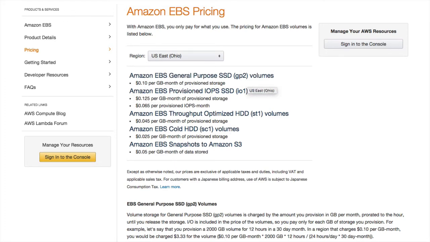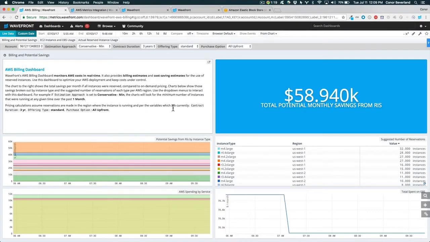While I'm here, this whole dashboard, by the way, uses some of those other custom metrics that we collect and helps you do things like reserved instance optimization. For instance, in this particular case, it's showing if we were to reserve this many instances of each type in these regions, we would realize approximately $60,000 a month savings if we did a 3-year all upfront contract.